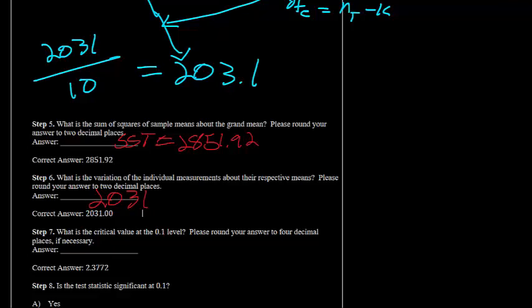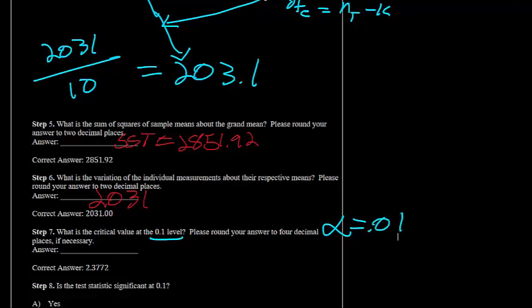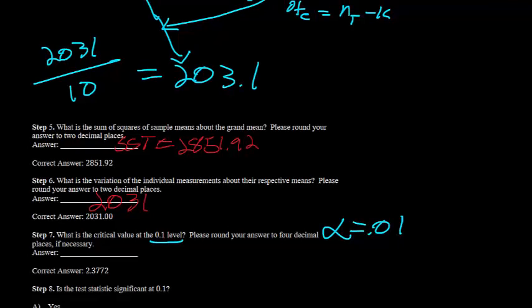Back to blue. What is the critical value at 0.01? Alpha is equal to 0.01. Round your answer to 4 decimal places. Okay, so how do we calculate critical value?